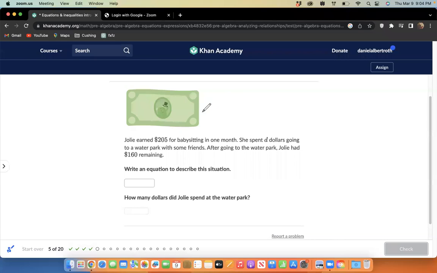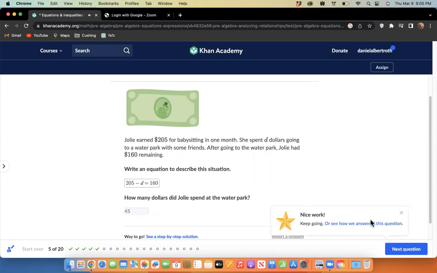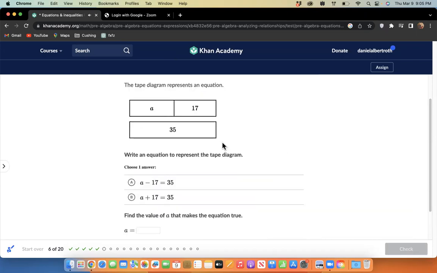All right. This one says Jolie earned $205 for babysitting in 1 month. She spent $D going to a water park with some friends. After going to the water park, Jolie had $160 remaining. Just looking at it, it looks like she spent $45. So I can put that here, $45. What's going on here is she had 205, took away D dollars, and she's left with 160. So I'm going to use that. Yep, it takes it. That's nice.